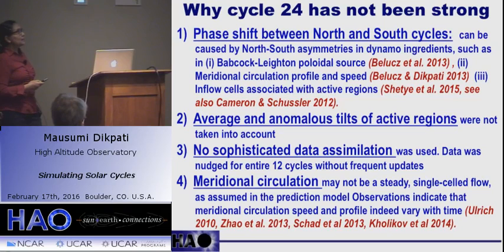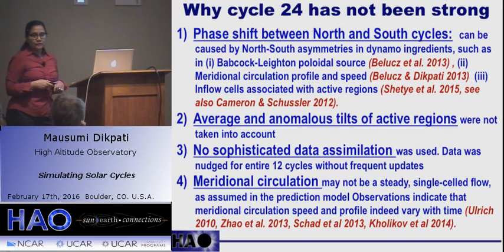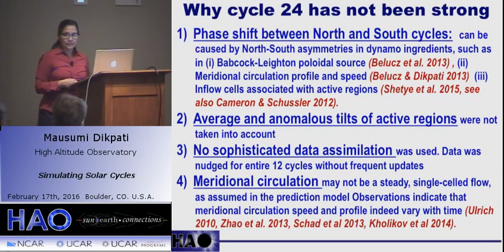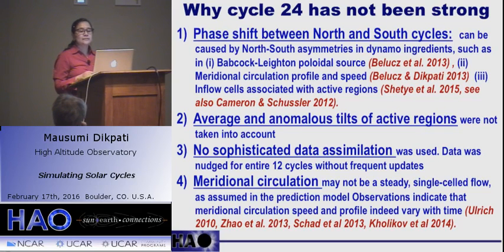Average and anomalous tilts of active regions were also not taken into account. No sophisticated data assimilation was used at that time. Only data was nudged for the entire 12 cycles without frequent updates. And meridional circulation was used as single-celled in each hemisphere, which may not be the case. Observations indicate that indeed the meridional circulation speed and profile vary with time.